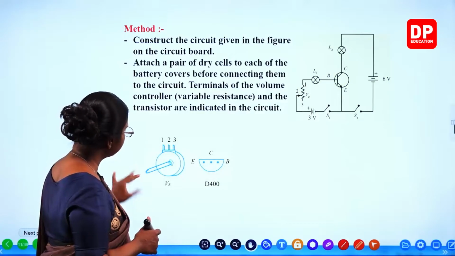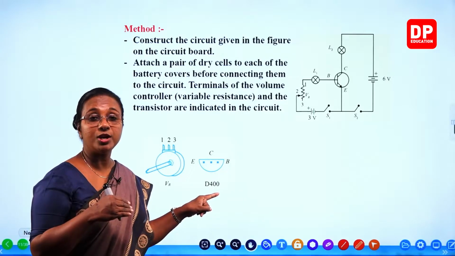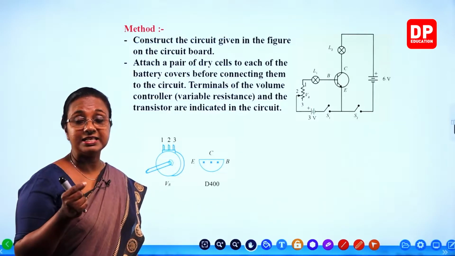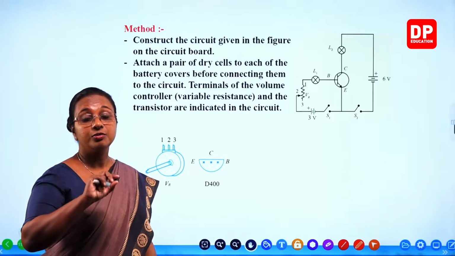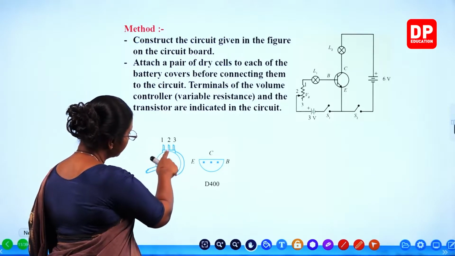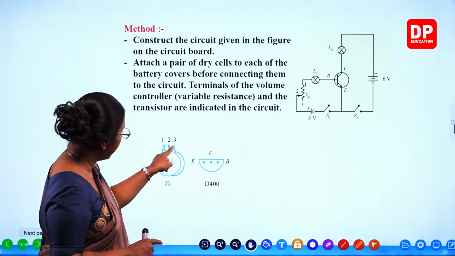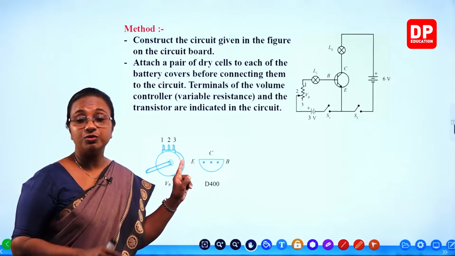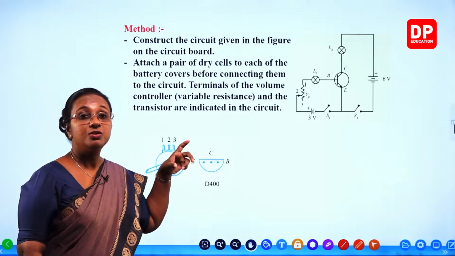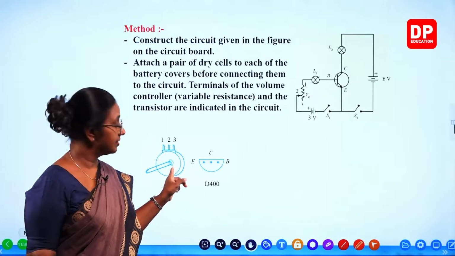Now here you can see this is the volume controller. I have shown you all volume controllers in the previous year. You are familiar with that. It is a variable resistor. You can rotate it to change the resistance. Now the volume controller has 3 terminals. They are labeled as 1, 2, 3, so you can identify them easily in the circuit as well, to observe how you connect the volume controller to the circuit.